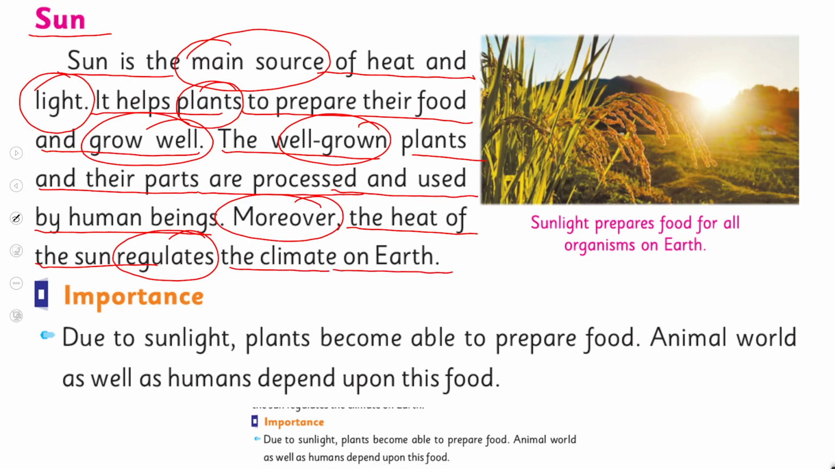So my dear students, आपने sun के बारे में पढ़ा. ये क्या है? Number 1, it is the main source of heat and light. 2 things हो गई. Again, what it does, it helps the plants to prepare food. Number 3, and number 4, it also helps them in growing. आपने 4 things पढ़ ली जो कि हमें sun help कर रहा है, ठीक है? Again it regulates the temperature on the earth.